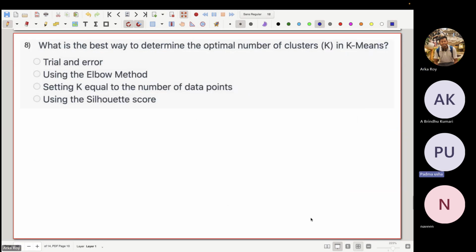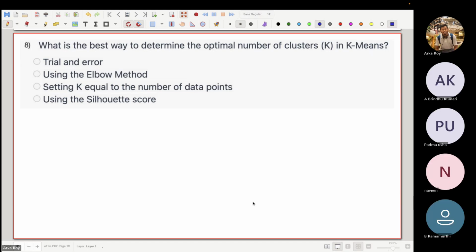Okay, the next question states: what is the best way to determine the optimal value of clustering?